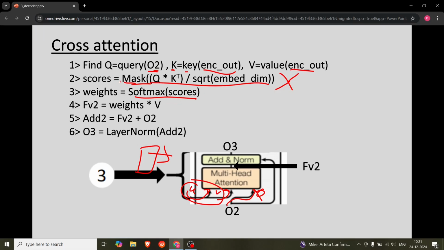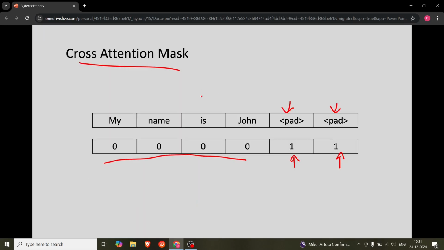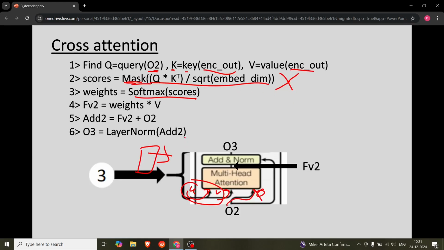Okay, so what you do is you use a mask, and basically this mask is only for the encoder side. Why? Because this entire sentence was given to the encoder. So this mask is coming from the encoder side. And what is the reason? We don't want to focus on the padding token. Okay, finally you have the weights. Again FV2 over here, this is nothing but the weights into the value.